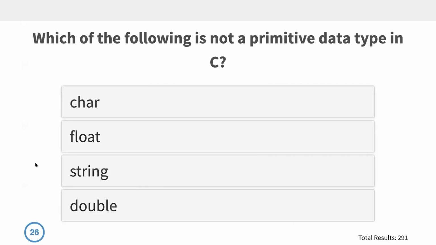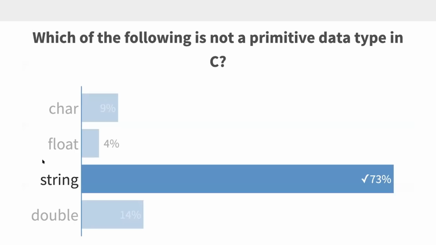All right, time's up for question number 11. And it looks like 73% of people gave us the correct answer of string. 14% said double, 9% said char, and 4% said float. So string is apparently not a primitive data type in C. So if that's the case, Josh, what is it?